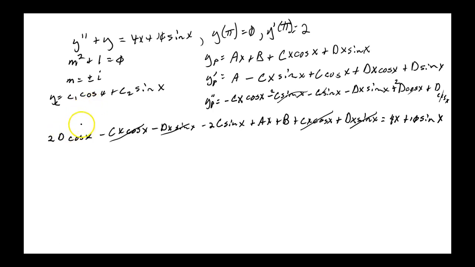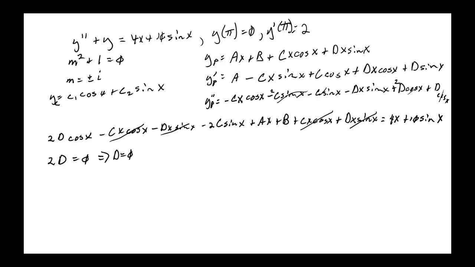Here you have a cosine, there you have a sine, here you have an x, and there you have a b. So, there are no cosines on the right-hand side, so obviously 2d has to be 0. Would you agree? Okay, so that implies that d is equal to 0. Okay, so that one's taken care of.